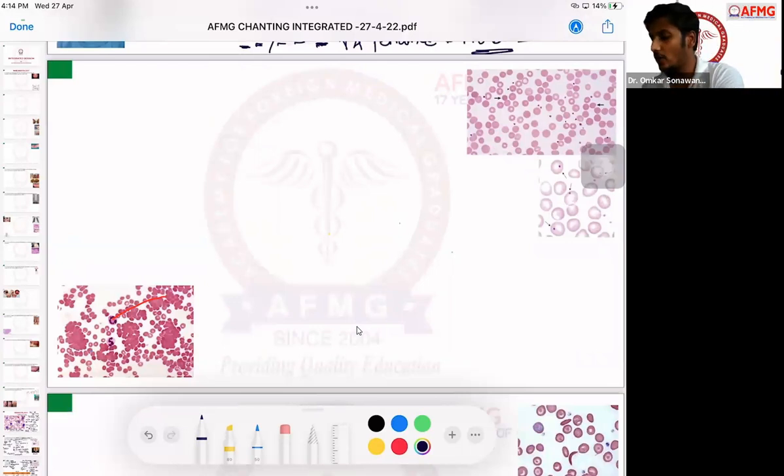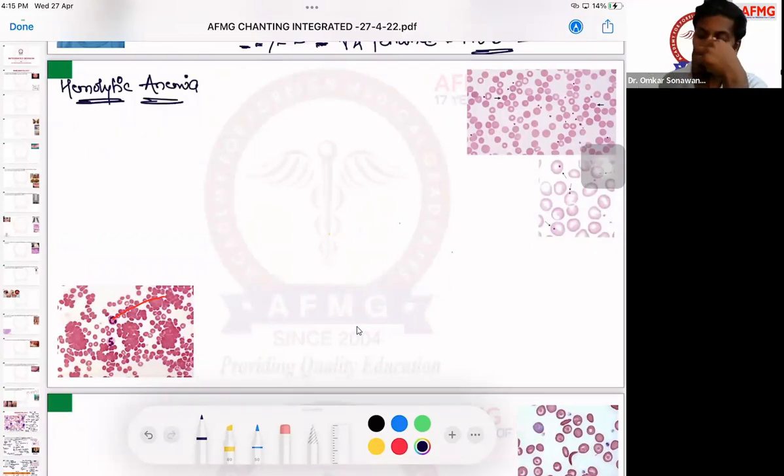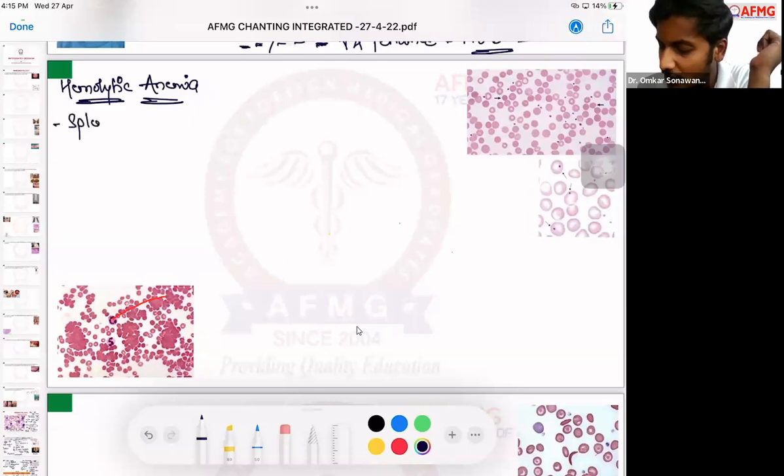Then next, guys, talking about other types of hemolytic anemia. We were discussing hemolytic anemia. One we have discussed, that is thalassemia. Hemolytic anemia, by the name itself, it is evident. That means there is destruction of RBCs in the spleen. If there is excessive destruction of RBCs in the spleen, it is called extravascular hemolysis, right? Therefore, the patient will have splenomegaly.